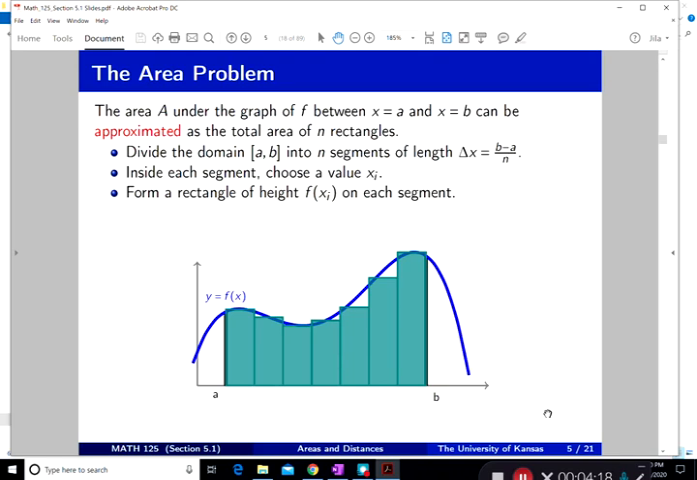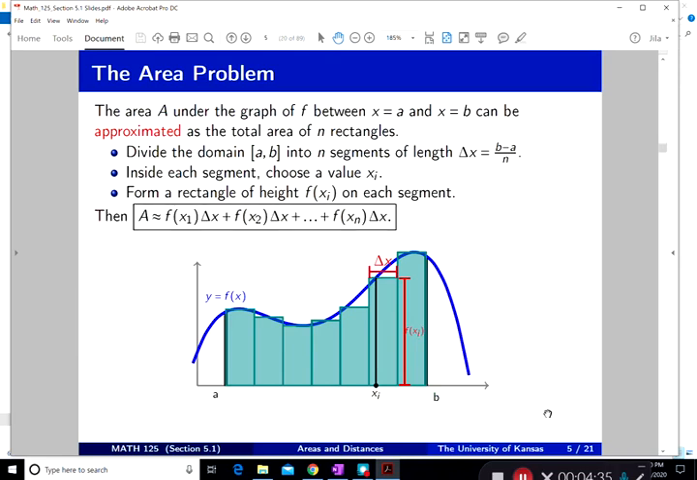Notice again, the height is going to be f of some xi, and the width of each rectangle is going to be delta x. And so I write down the area is estimated by f of x1 times delta x plus f of x2 times delta x, all the way to f of xn times delta x.